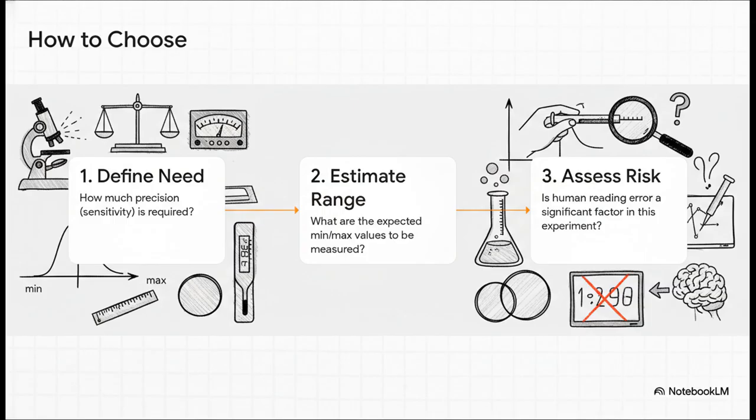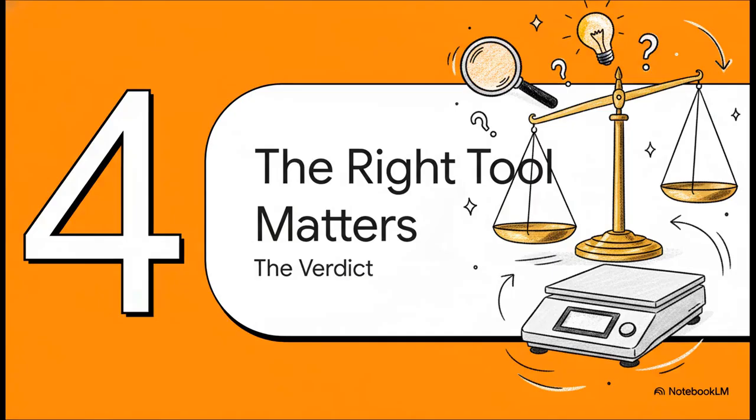First, you define your need. How precise, how sensitive does this measurement really need to be? Then, you estimate the range. What kinds of values am I expecting to see? And finally, you assess the risks. Is this an experiment where one tiny little human reading error could mess up all my results? And that brings us to the end of our investigation.